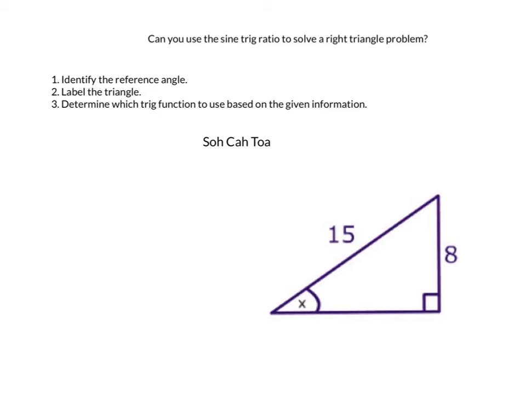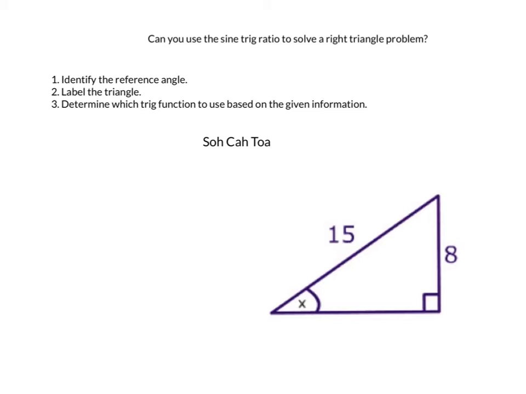So anyways, having said that, can you use the sine trig ratio? We're going to look at a bunch of triangles and determine whether we can use the sine ratio. So here are the 3 steps when you have a triangle problem like this. You want to identify the reference angle. You want to be able to label the triangle with the hypotenuse, opposite, and adjacent. And again, I have a complete whole video on how to label the triangle, so I'm not going to go into super depth with that. And then 3, determine which trig function to use. In this case, we're just going to say, hey, can we use the sine ratio?